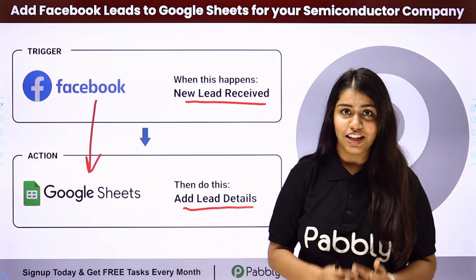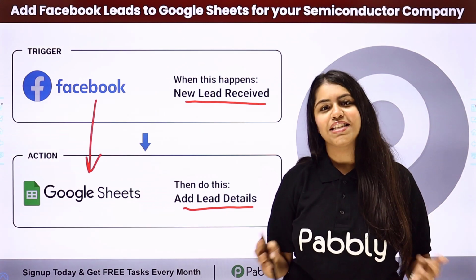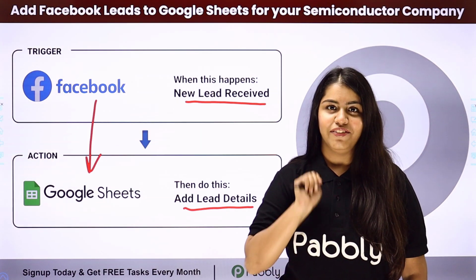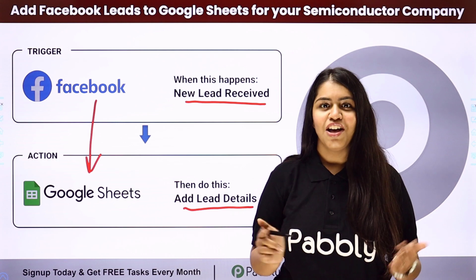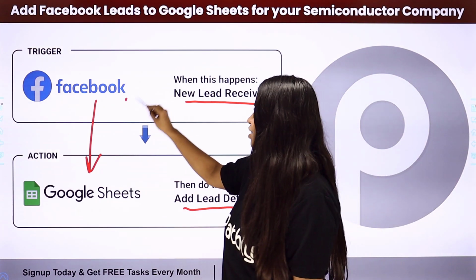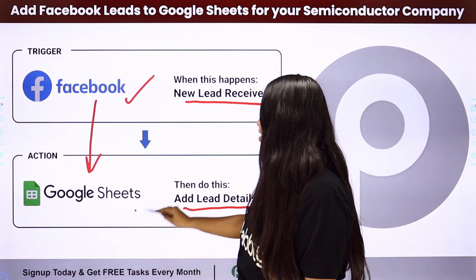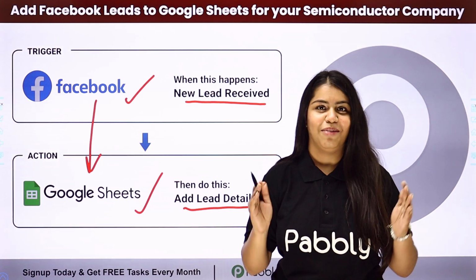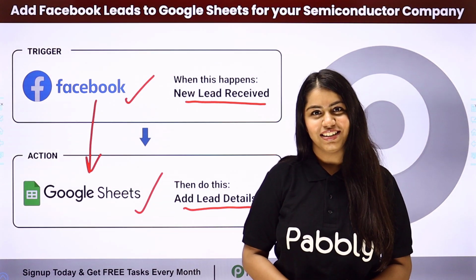To create this integration, we are going to use Pabbly. It's an amazing automation software. In Pabbly, we have the concept of trigger and action. So for trigger, we are going to use Facebook, and for action, we are going to use Google Sheets. If you want to learn this process step by step, follow me through the screen.